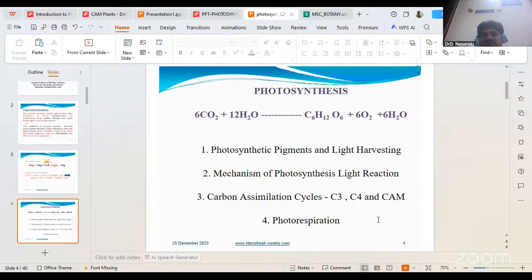Could you able to see the slide? Photosynthesis, this slide is appearing. Yes, sir. Okay, okay, okay.